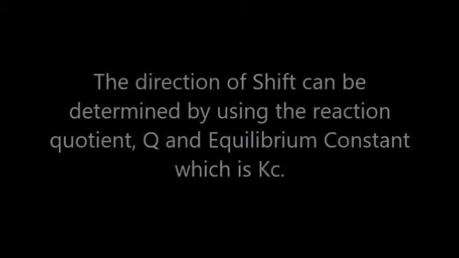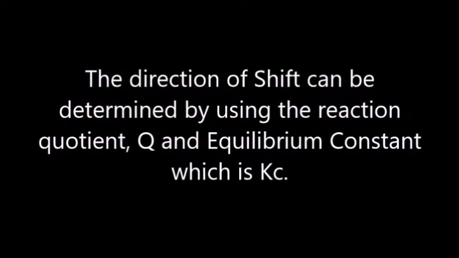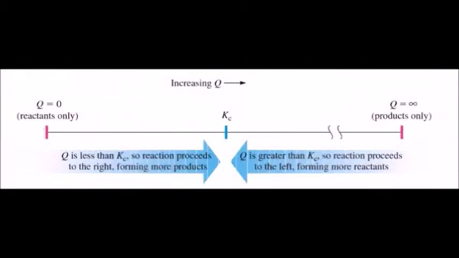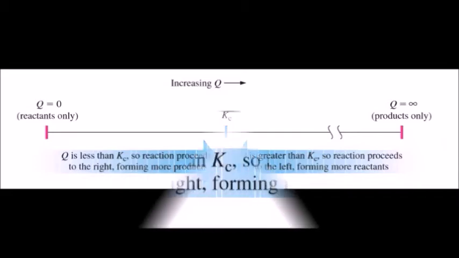The direction of shift can be determined by using the reaction quotient Q and the equilibrium constant, which is Kc. So looking at the photo, Q is increasing from left to right. This means that the values of Q on the left side are lower than Kc, and vice versa on the other side. And Kc, as you noticed, is always in the middle, for it is the equilibrium constant.